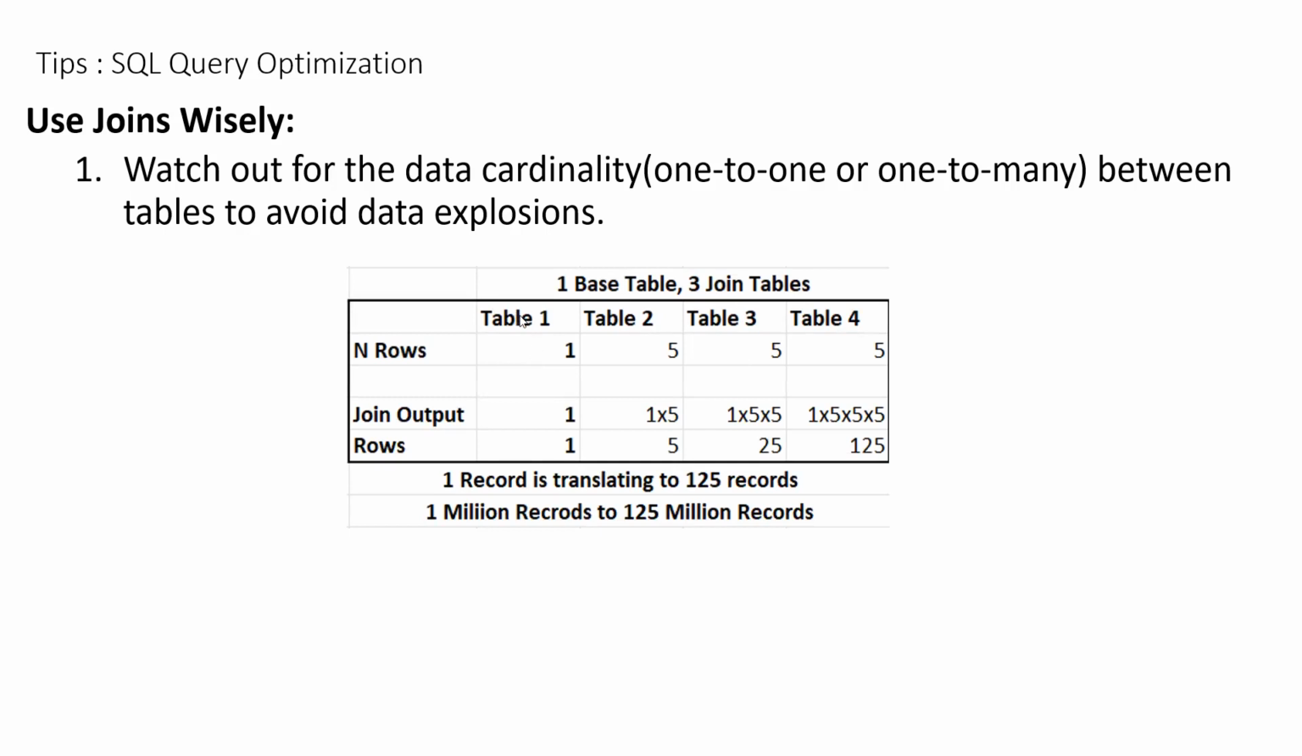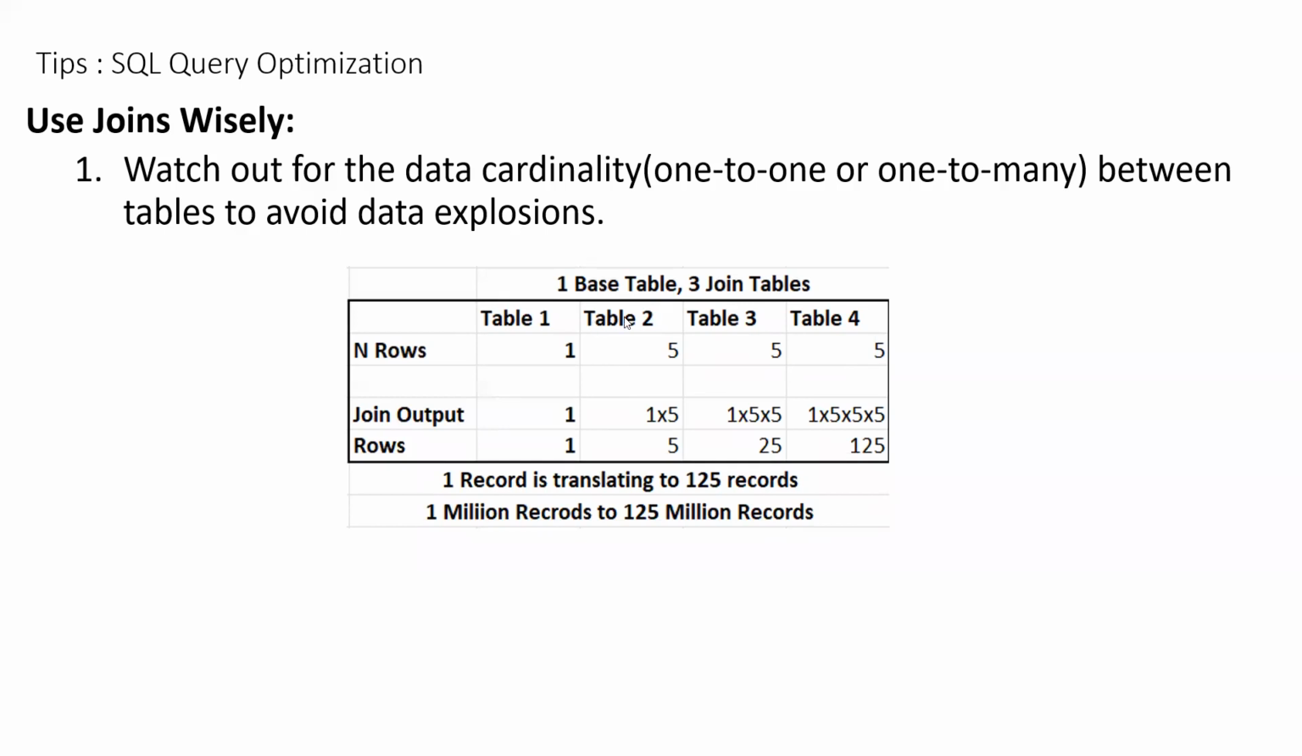Let's say here we have 4 tables. Table 1 is the base table to which I'm joining these 3 additional tables. The first row helps me understand how many rows are there in each of these tables. Let's say my base table has only 1 row, and table 2 has 5, and likewise tables 3 and 4 also have 5 records.